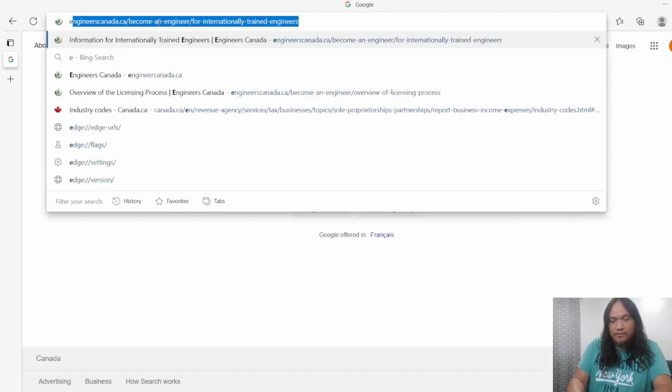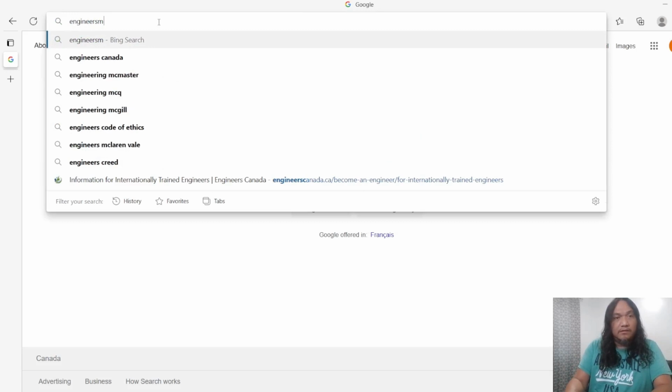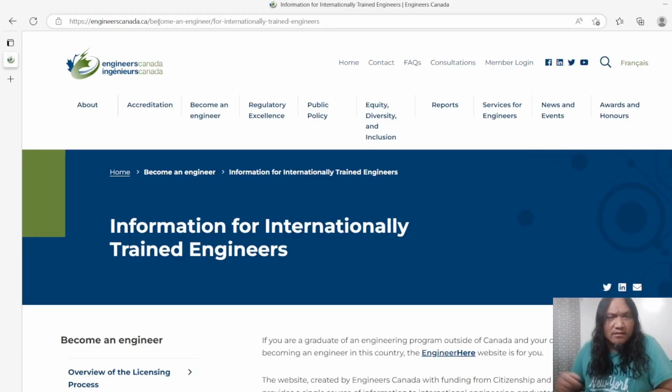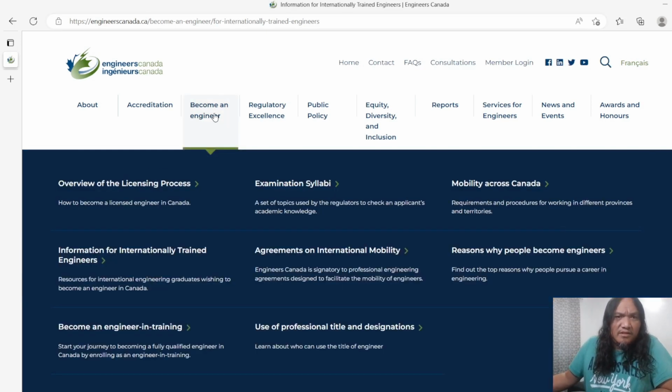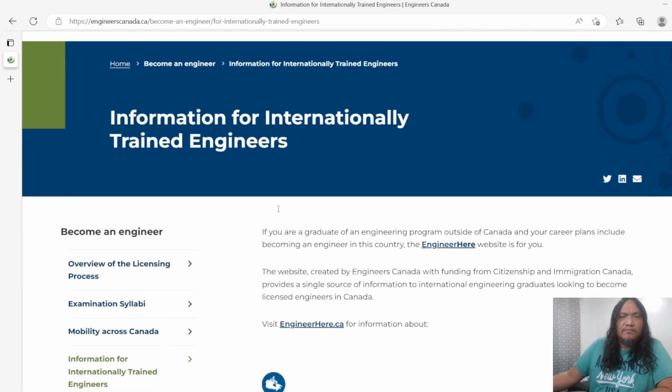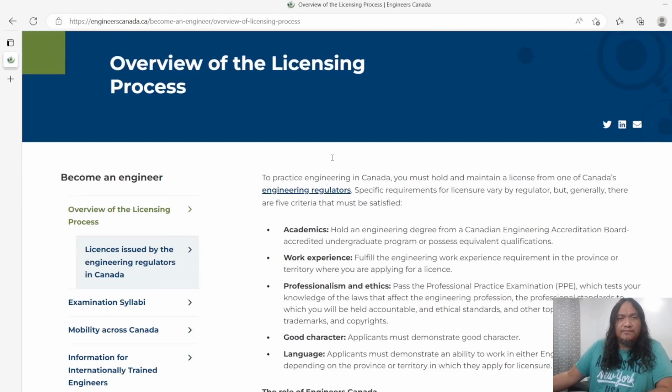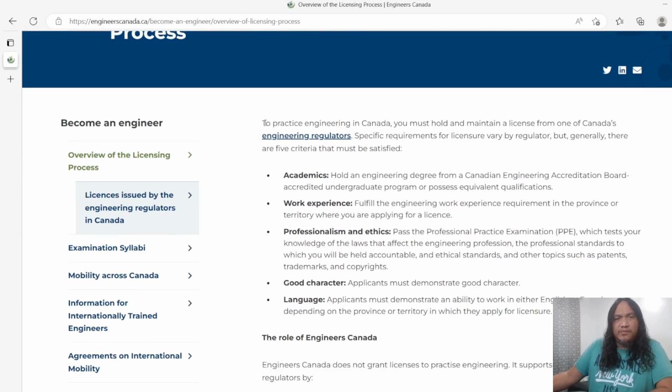You go to Engineers Canada website and then click Become an Engineer and then information on internationally trained engineers. And then go to overview of the licensing process. So it says here, to practice engineering in Canada, you must hold and maintain a license from one of Canada's engineering regulators. Specific requirements for licensure vary from regulator, but generally there are 5 criteria that must be satisfied.